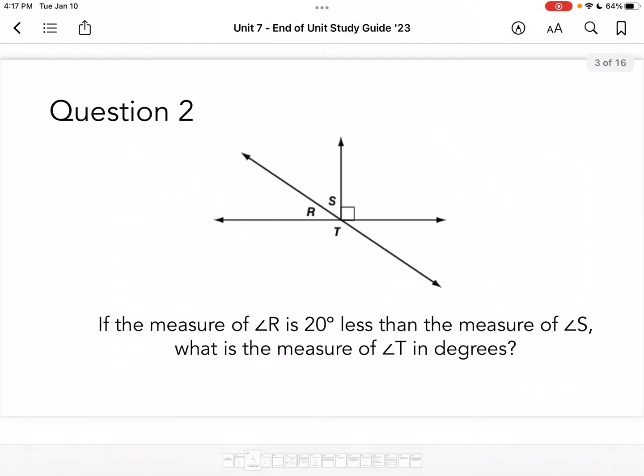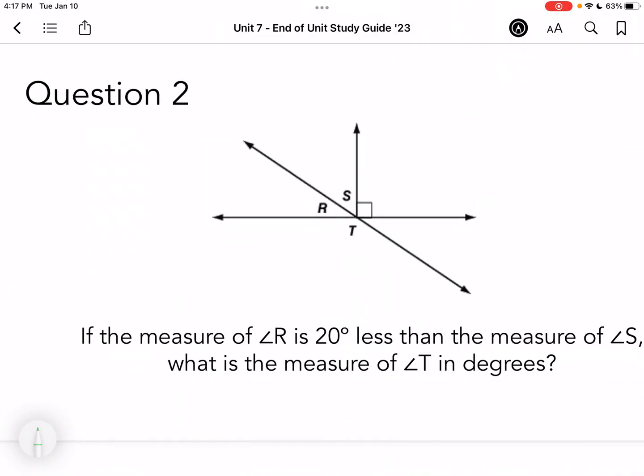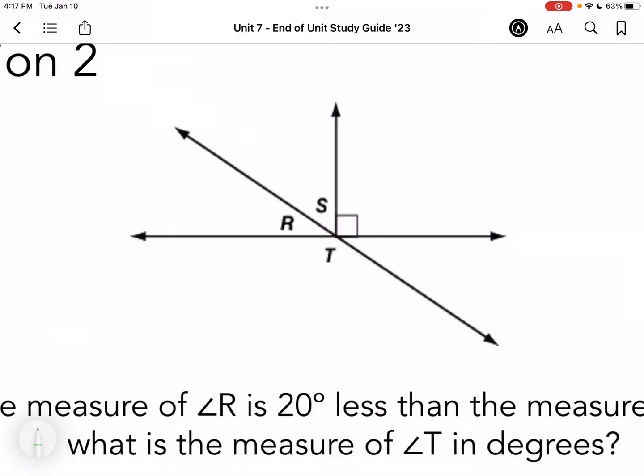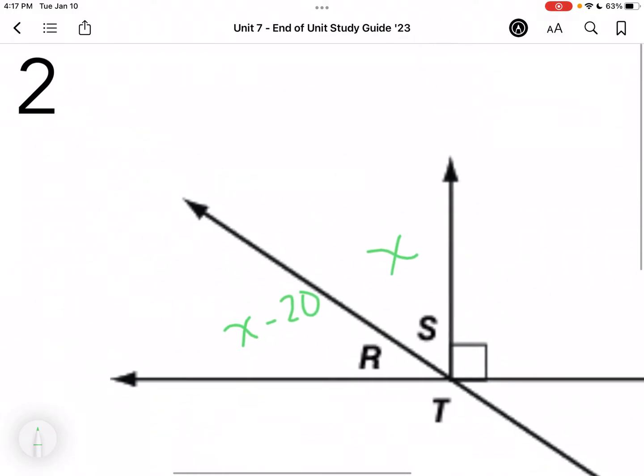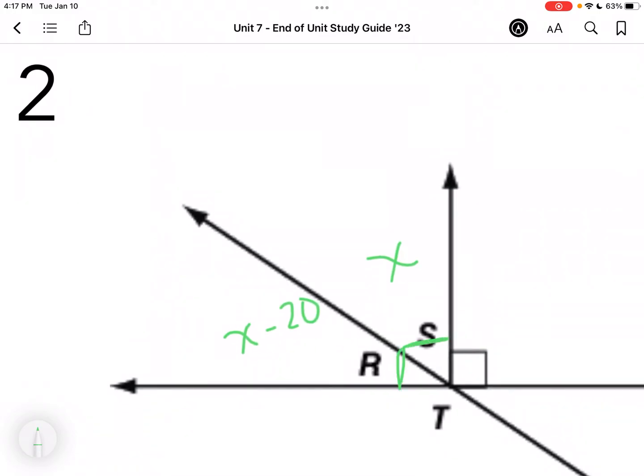All right, if the measure of angle R is 20 less than the measure of angle S, what is the measure of angle T in degrees? Well, I know R is 20 less than the measure of angle S. So I know if this is X, then this is X minus 20. So I know that this is going to be 90 degrees, because if this side is 90, that makes this side 90. So I have 2X minus 20 equals 90. So I'm going to add 20 to each side.